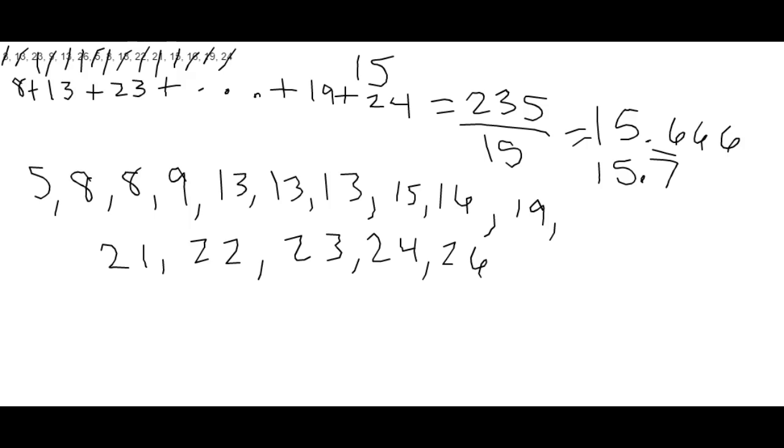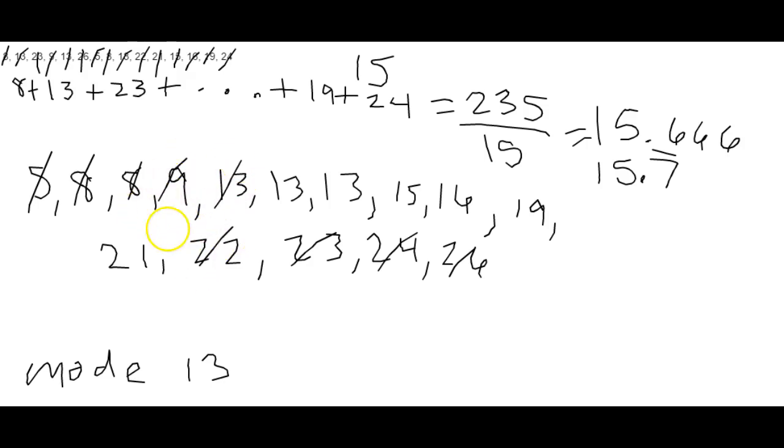Before I cross them off, I'm going to check out the mode. Mode was the number that occurred most often, and the one that occurs most often is these 13s. There are 3 of them. So then, again, I just cross out one on the left, one on the far right, one on the left, one on the right, and I keep going until I get to the middle. So then our median is 15.